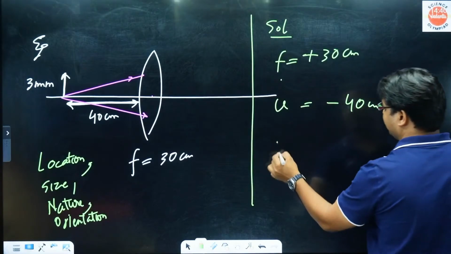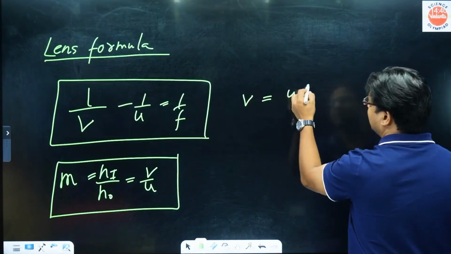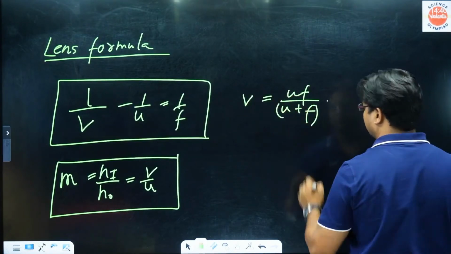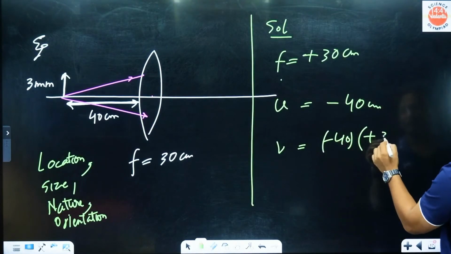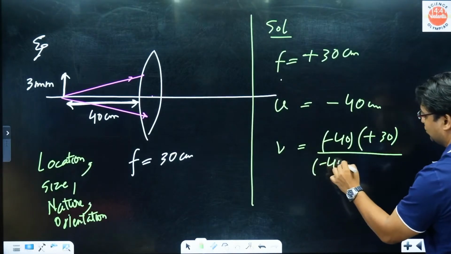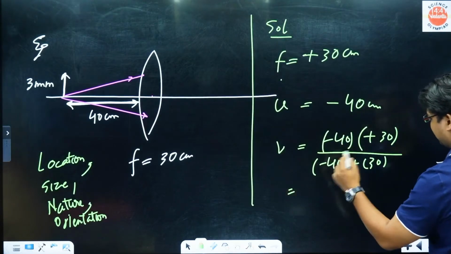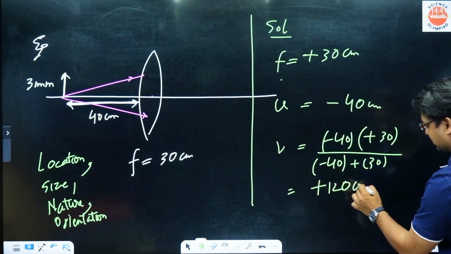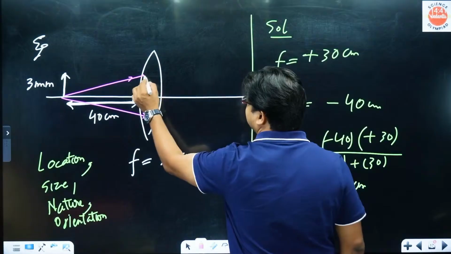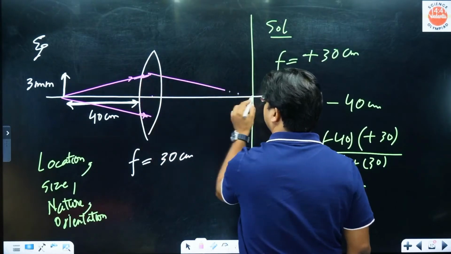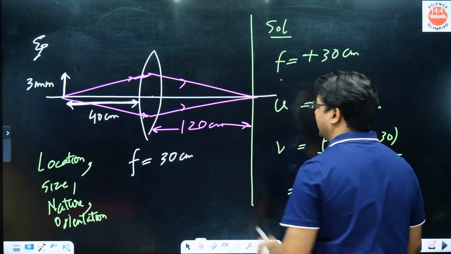And that's it. V can be calculated using the lens formula. We can rearrange this formula to write V as UF upon U plus F. So I will directly put the values here, U into F divided by U plus F. So this becomes plus 120. You can check the calculation. This indicates that these rays will converge to a point which is 120 centimeter away, like this.